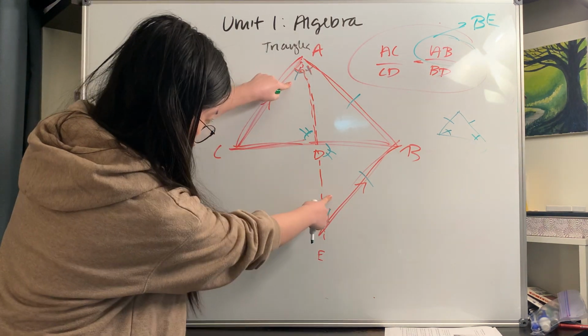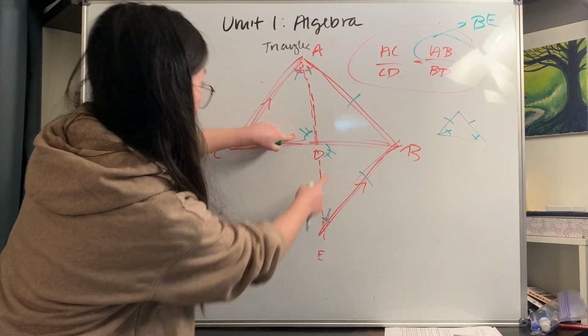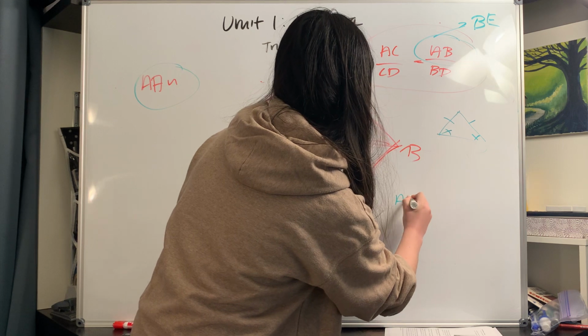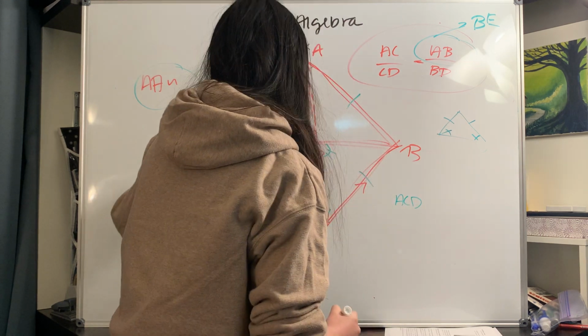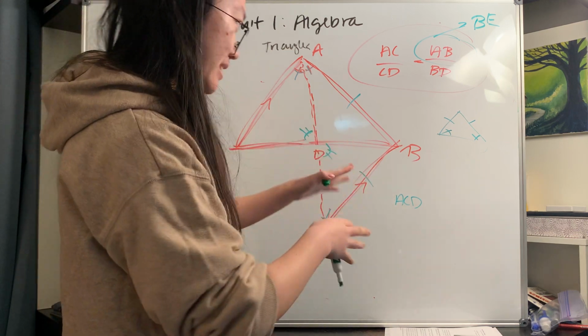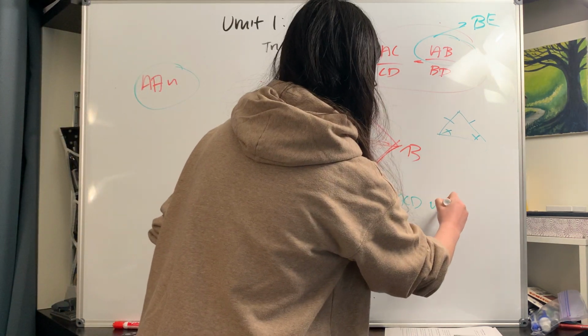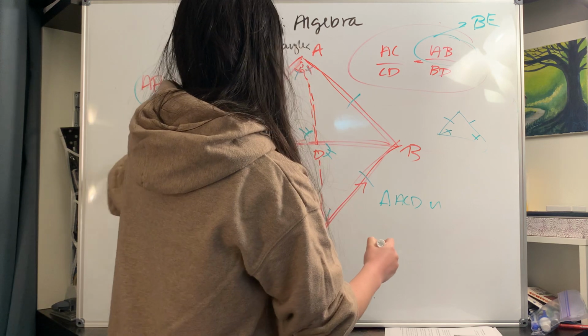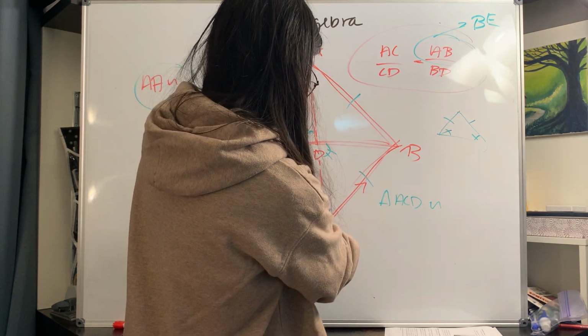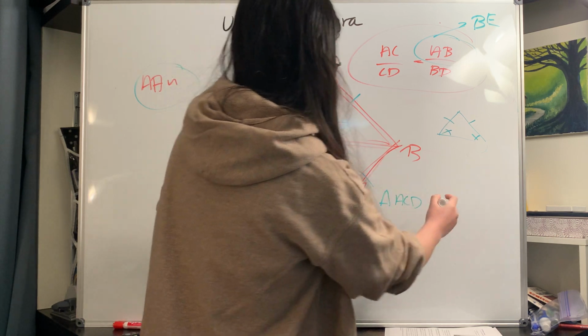So these two angles are congruent, these two angles are congruent, thus we can say that ACD, and you have to be mindful about the order of your letters when you're writing these similarity statements. Triangle ACE is similar to triangle EBD.